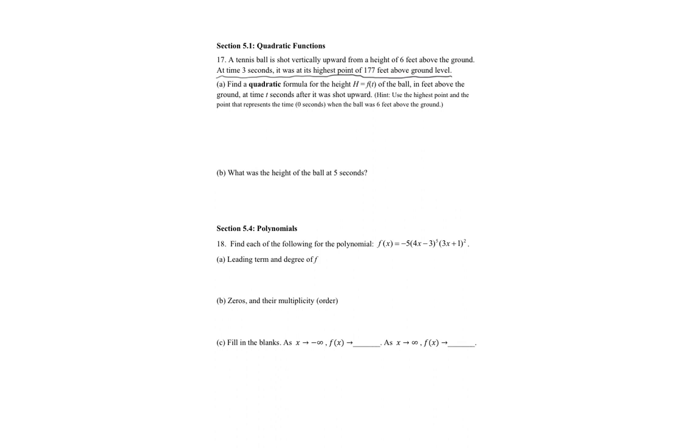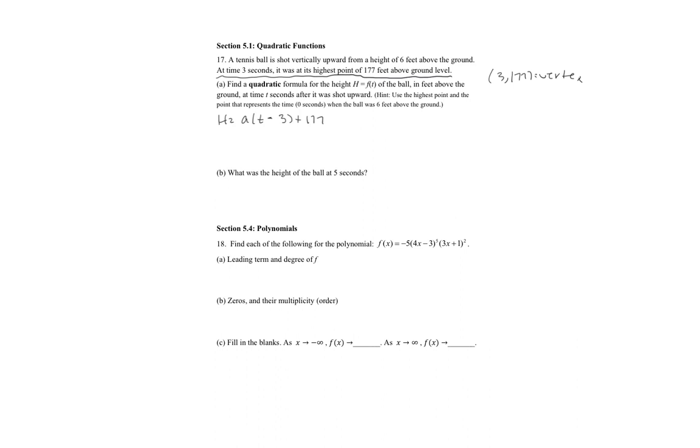And so we can use vertex form, which is h is equal to a, and then t minus, well, our vertex is at (3, 177), right? Vertex. And so that's going to be t minus 3 plus 177. And we're also given another point.